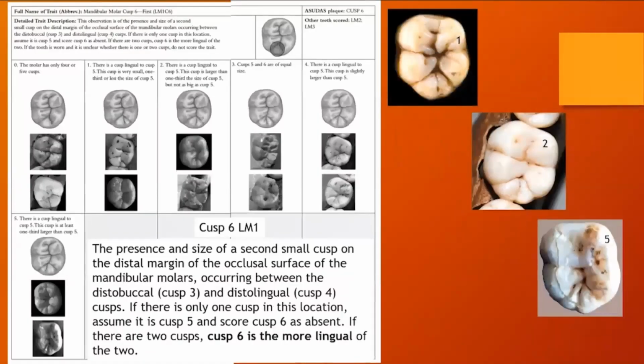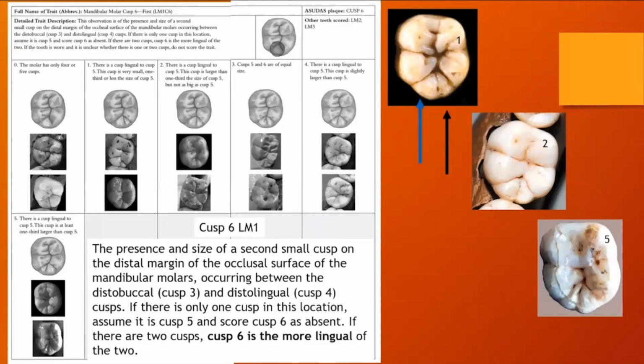So let's take a look at cusp 6 now. The only time you're going to score 6 is when you have two cusps at the back of the tooth, in the distal portion of the tooth. If you have one cusp, we assume it's cusp 5. If you have two, then that means you have 5 and 6. And we're going to score cusp 6 in relation to its size as compared to cusp 5. So cusp 6 is this one that's more on the lingual surface, and we compare it to cusp 5.